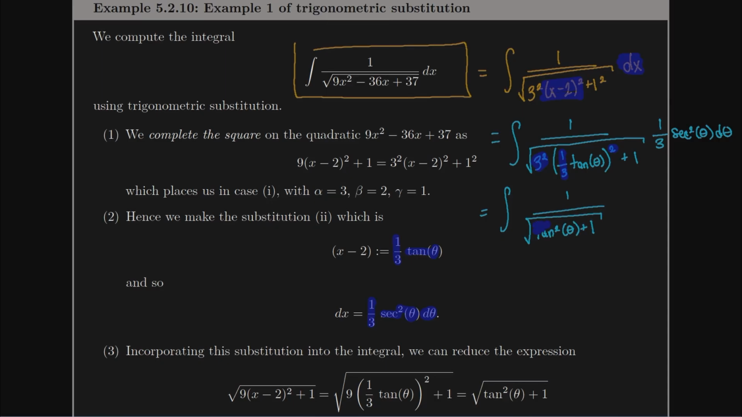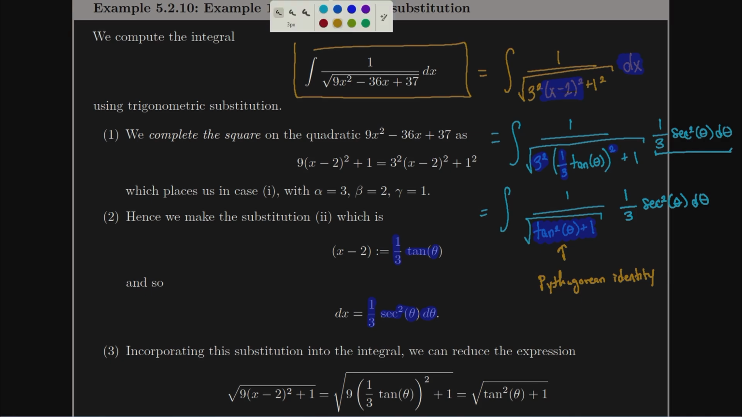At this point, what you get in your square root will always be a Pythagorean identity. Absolutely, there's no question about it. This will always be a Pythagorean identity. Now I should keep in mind there's the 1/3 secant squared that's still around. So I've got 1/3 secant squared theta d theta that's still here. But at least so far as my denominator is concerned, I have a Pythagorean identity. Tangent squared plus 1 in Pythagorean identity form is just secant squared.